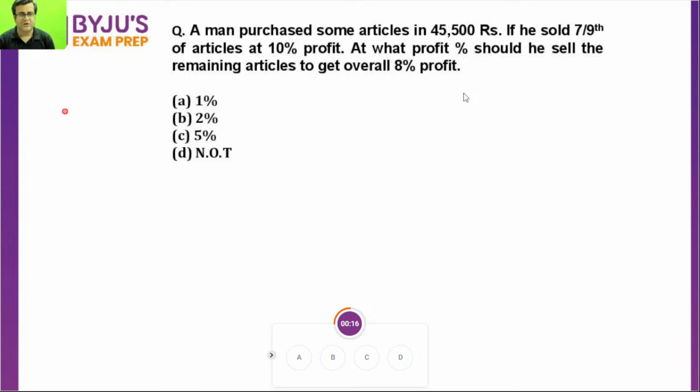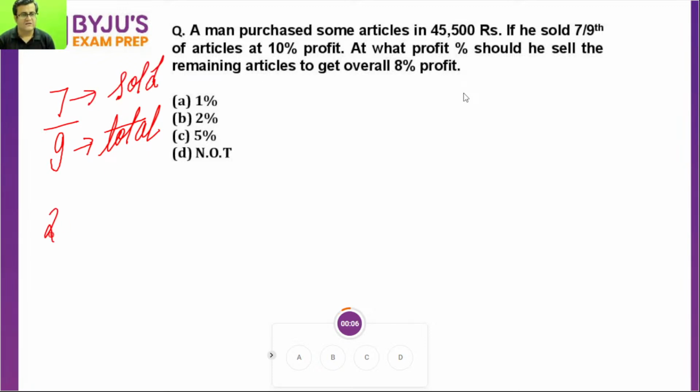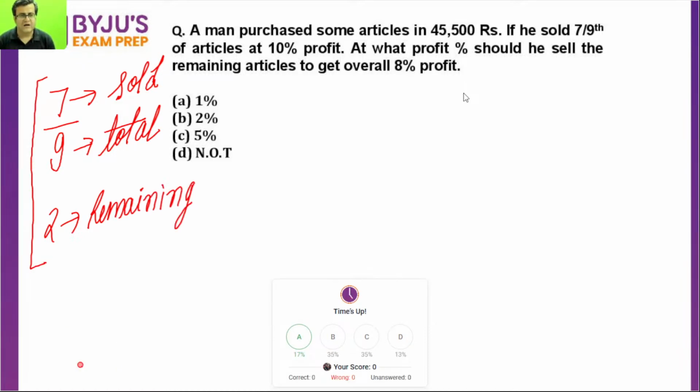So one thing is clearly visible. He sold 7 by 9 articles. So it means total there are 9 articles. Sold are 7. 7 are sold, so 2 articles are remaining. Is this clear? Out of total 9 articles, 7 are sold, so remaining are 2 articles.